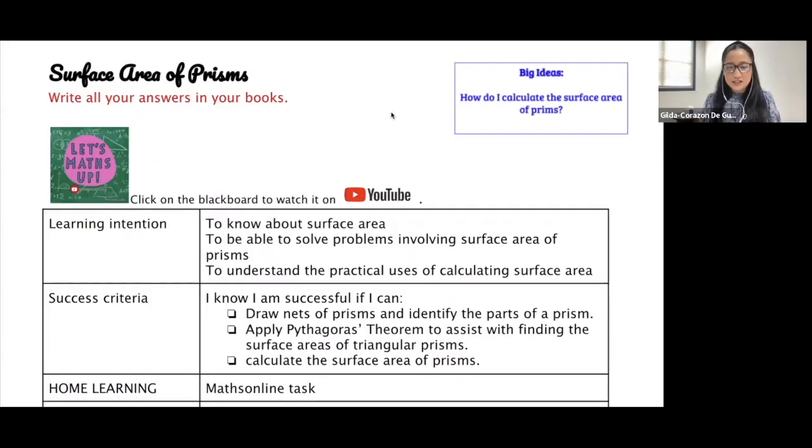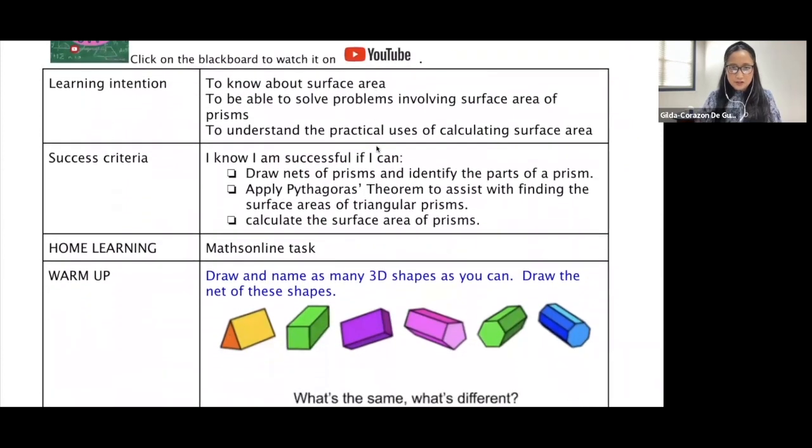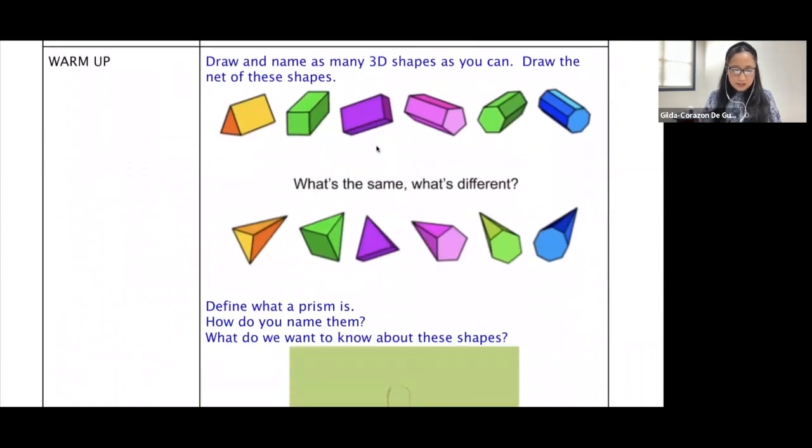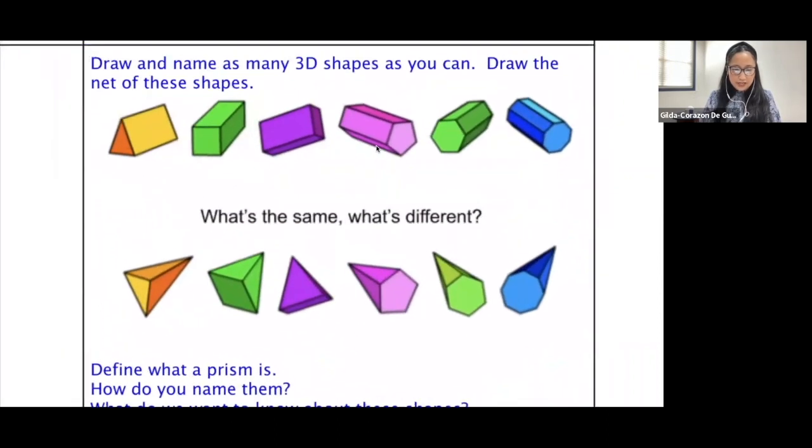So these are our learning intentions. We want to solve problems involving surface area of prisms, and also to understand the practical uses of calculating surface area, right? So I've put a task for you on Maths Online that you can do as your homework, okay? So let's probably start with our warm-up question today.